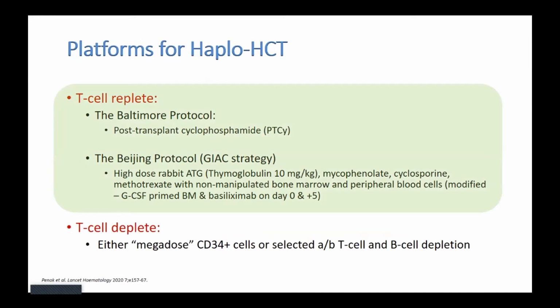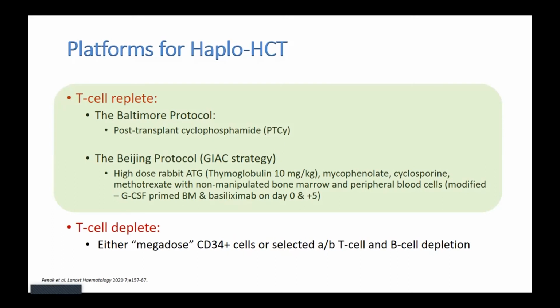Now, the most common strategy for haplotransplants is the T-cell replete transplants. The two famous methods are the so-called Baltimore protocol, or post-transplant cyclophosphamide, and the GIAC strategy, which is also known as the Beijing protocol. The GIAC approach was developed at Peking University.